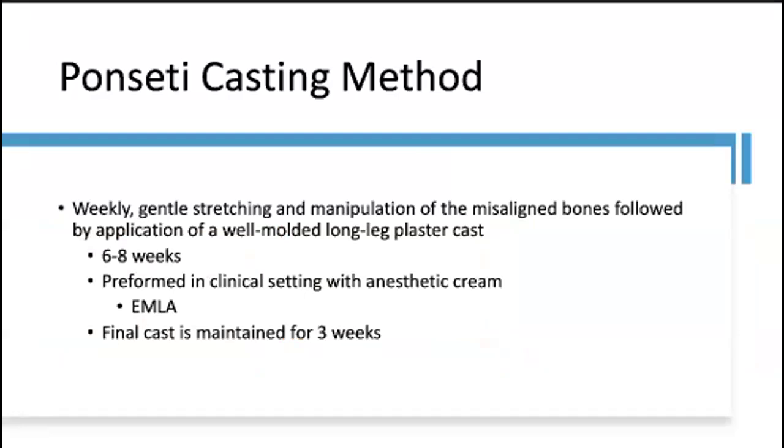Again, the standard treatment is that Ponseti casting method. Treatments will be that gentle stretching and manipulation to realign those bones. A well-molded long leg plaster cast is applied after each manipulation, and that helps maintain the correction and allows soft tissue relaxation. It supports atraumatic remodeling of abnormal joint surfaces.